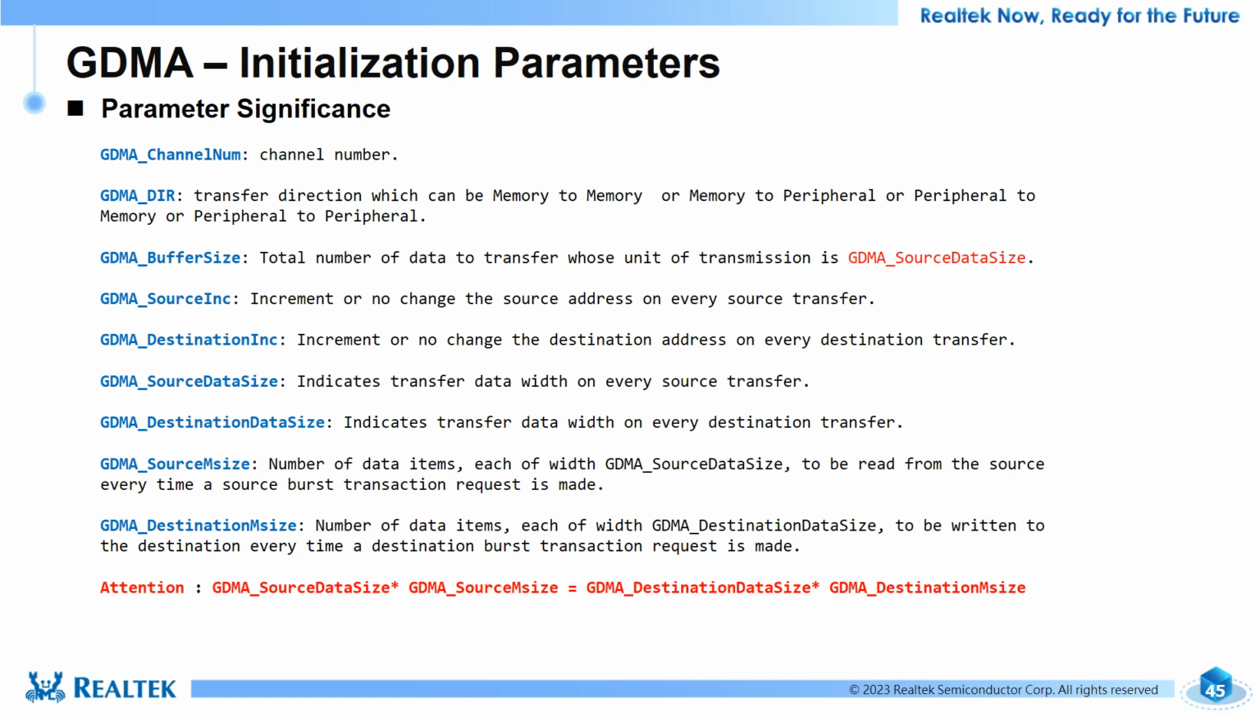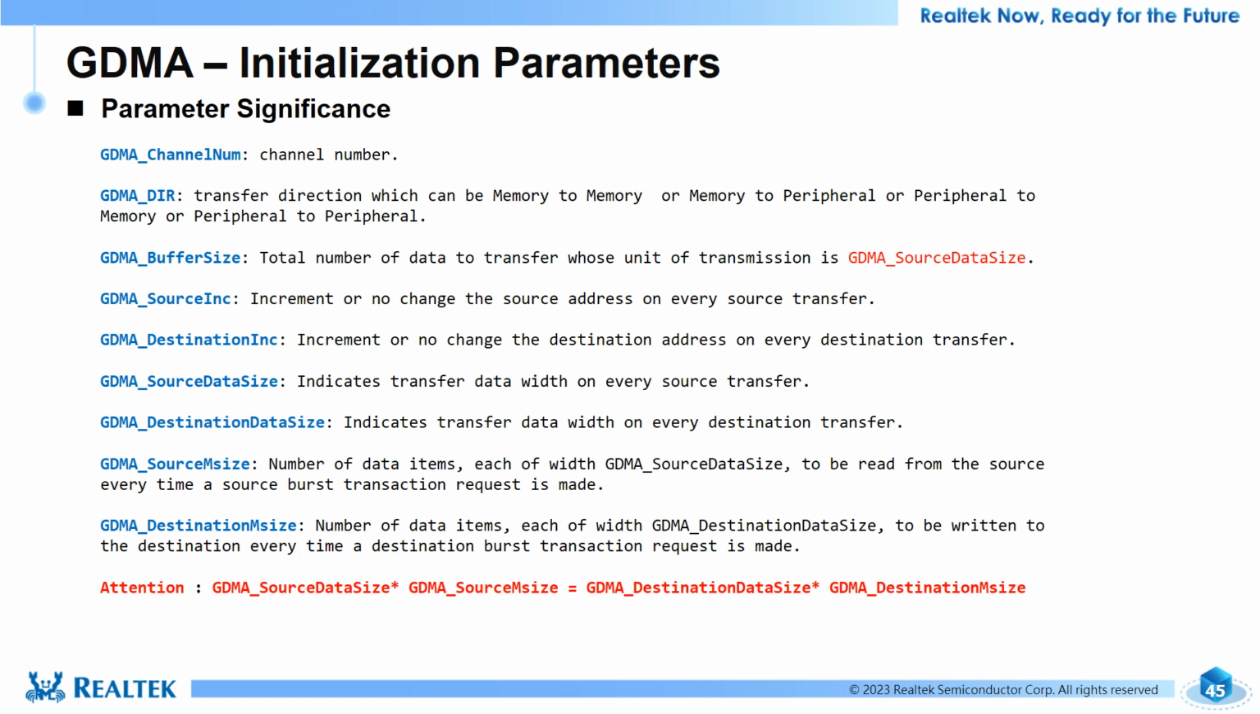GDMA source data size is used to configure the transfer data width of each source transfer. GDMA destination data size is used to configure the transfer data width of each destination transfer. GDMA source M size is used to configure the number of data items read from the source each time a source burst transaction request is issued, and the width of each data item is GDMA source data size.